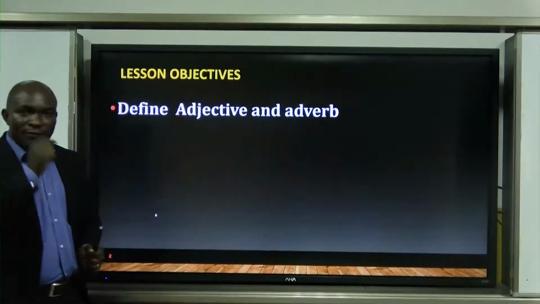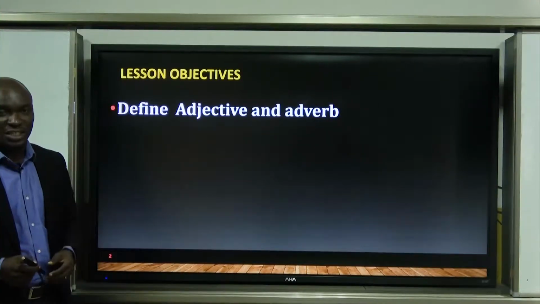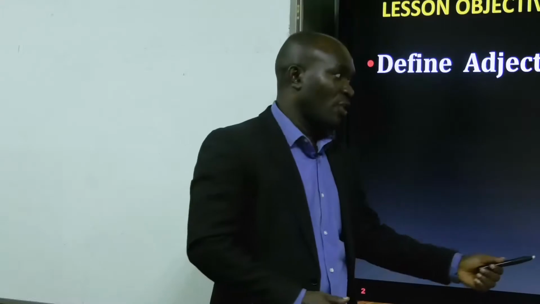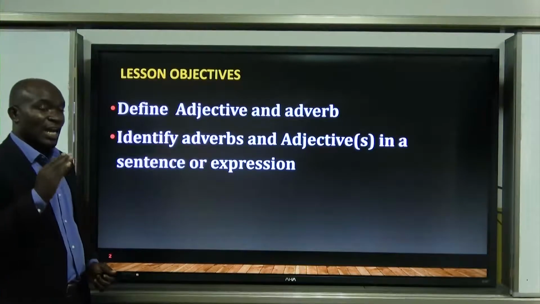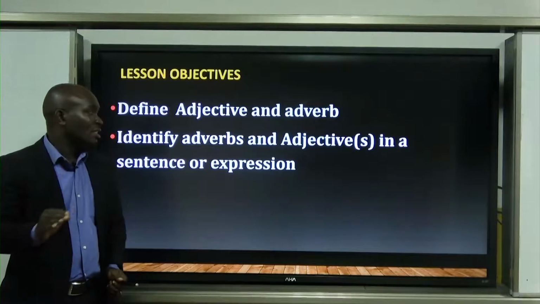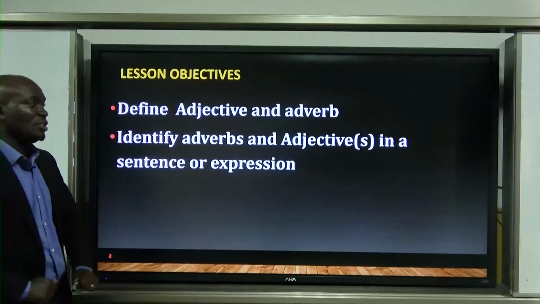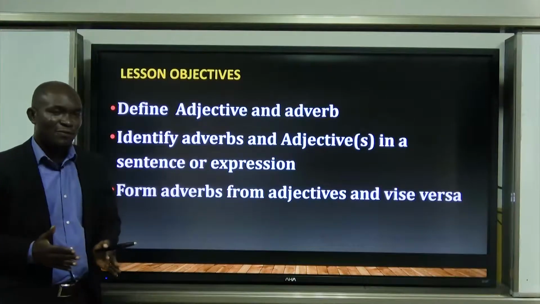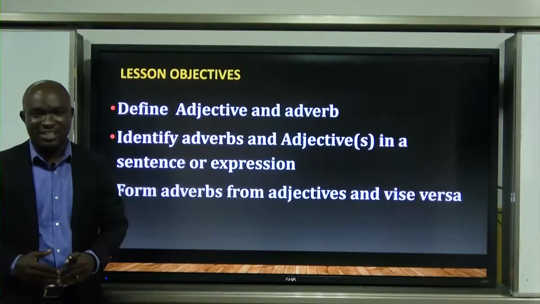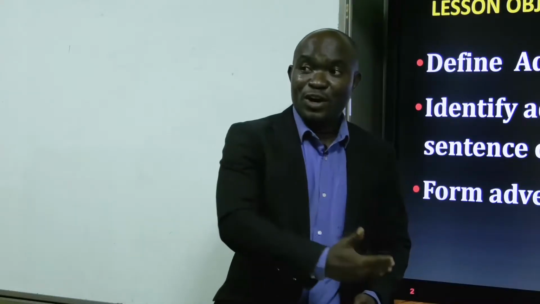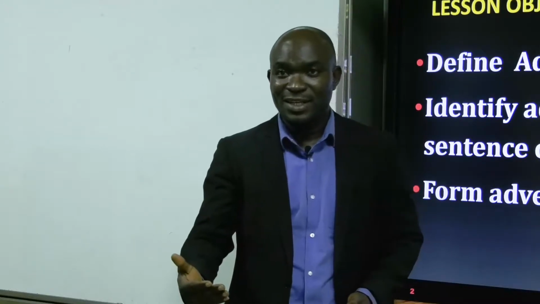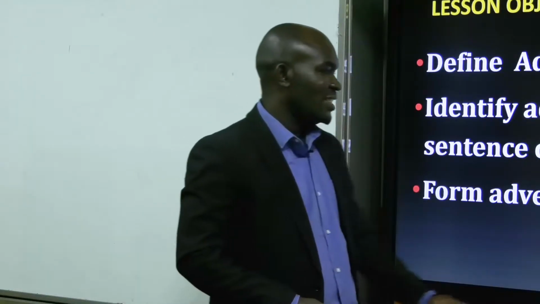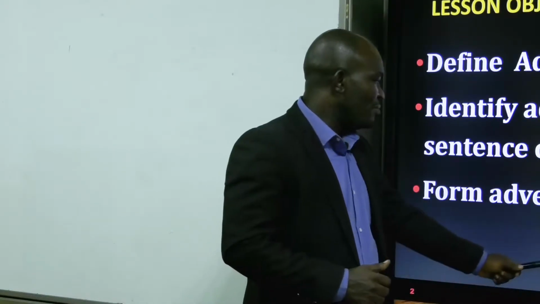So, for today's class, we will have some objectives, and these include: you should be able to define adjective and adverb, of course. You should be able to identify adverbs and adjectives in a sentence or expression. You should be able to form adverbs from adjectives and vice versa. What do I mean? If you can form adverbs from adjectives, you should be able to form adjectives from adverbs. That's what I mean by vice versa. Are you ready? Come along.